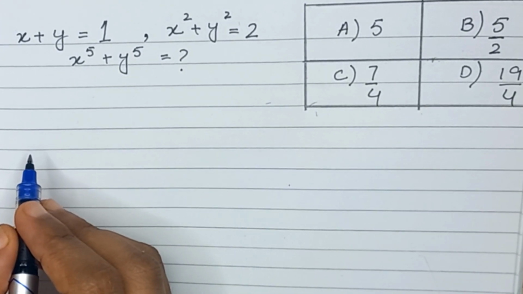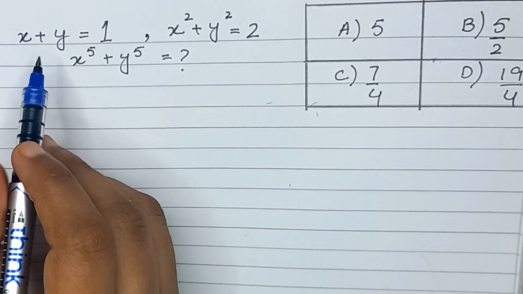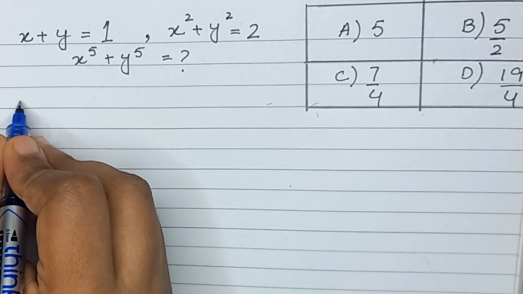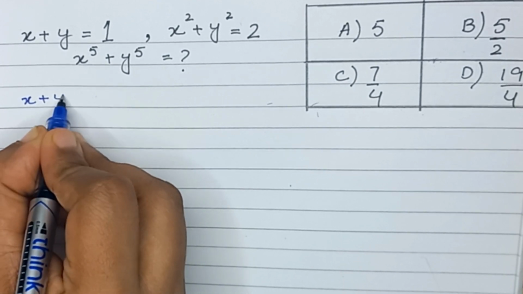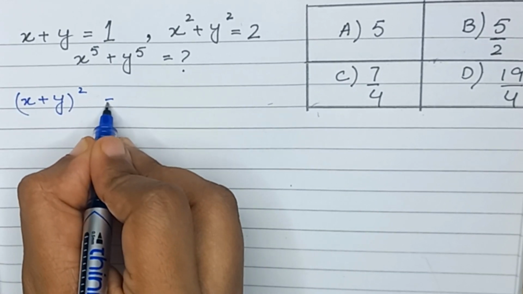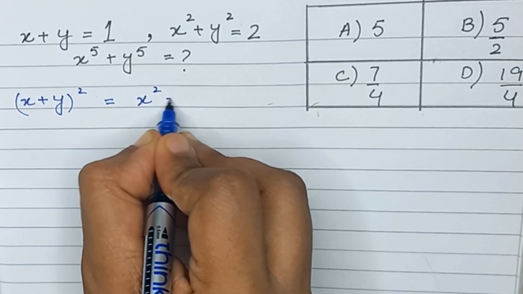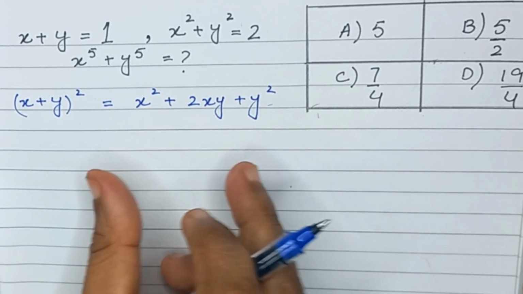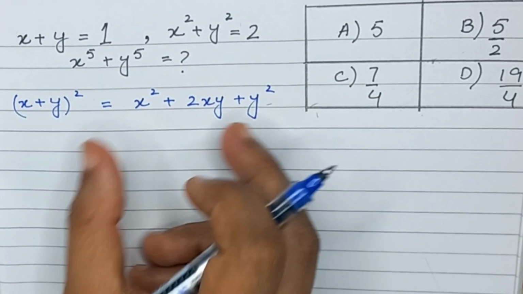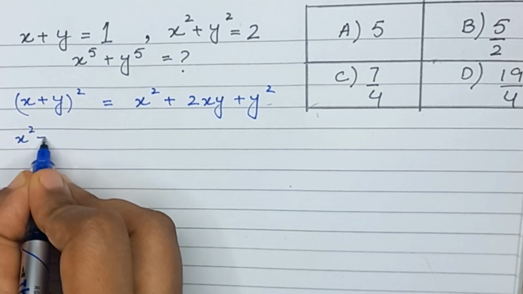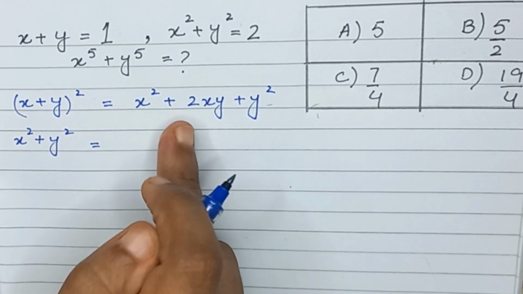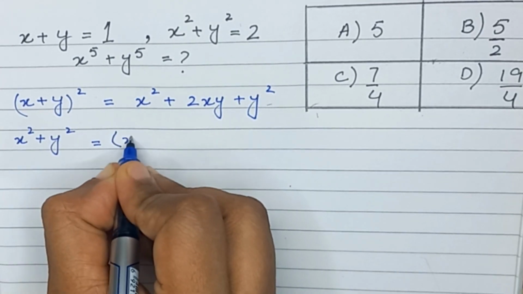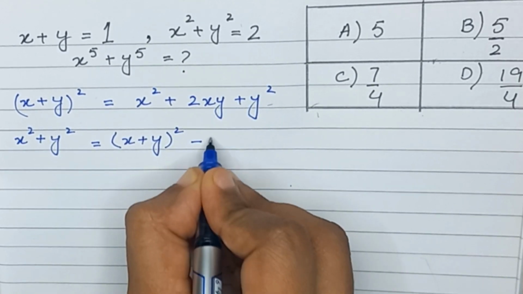So let's start. First of all, we will use our given quantity, which is x plus y is equal to 1. If we take the square of x plus y, whole square, it will be equal to x square plus 2xy plus y square. So from here, if we want to find x square plus y square, it will be equal to x plus y whole square minus 2xy, since the positive 2xy becomes negative when we change its side.